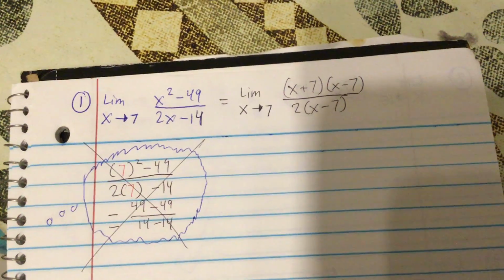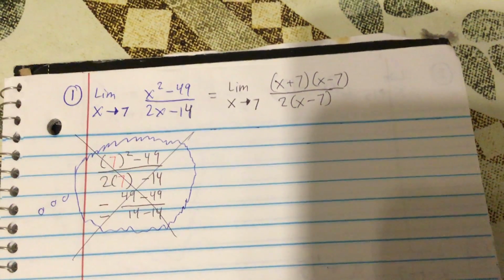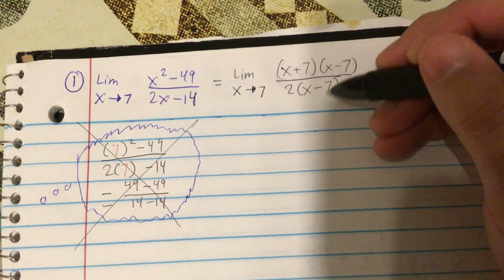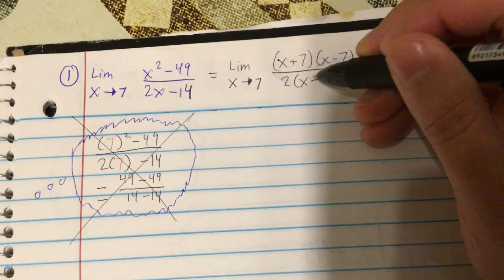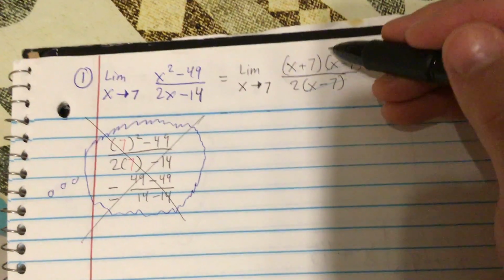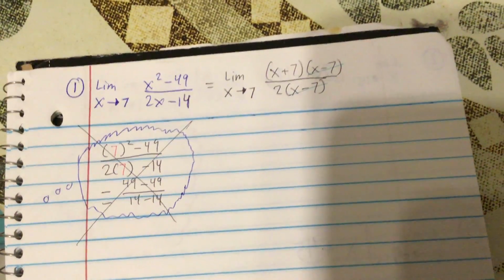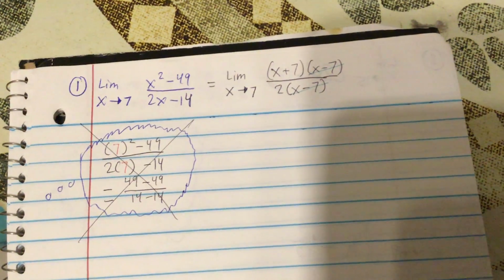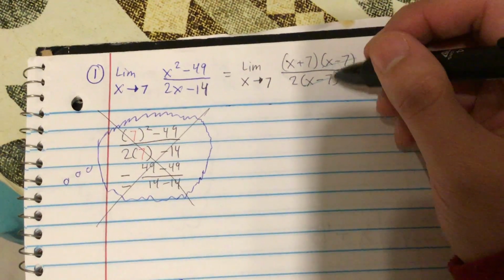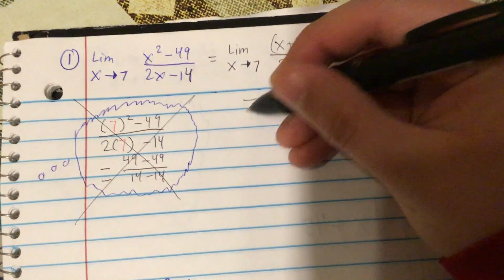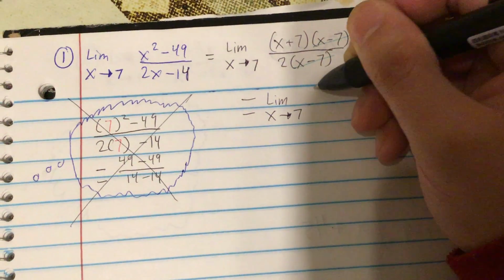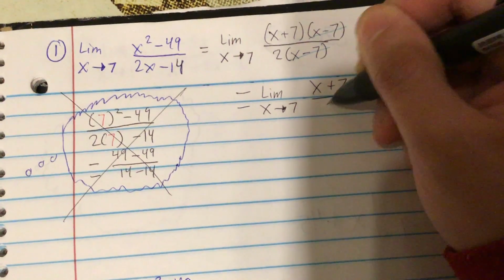Anybody see the problem with this function? Well, when I plug in x equals 7, that x minus 7 over x minus 7 creates a 0 over 0. There's the problem. That's why the graph is 0 over 0, because actually the graph is y equals x plus 7 over 2. We just say that there's a hole at x equals 7. So we've got the limit as x approaches 7 for x plus 7 over 2.